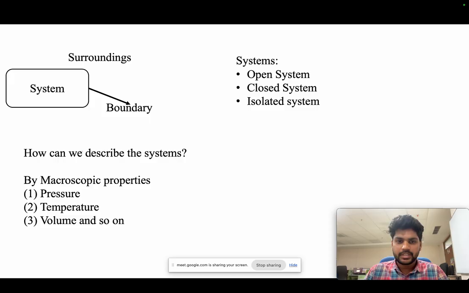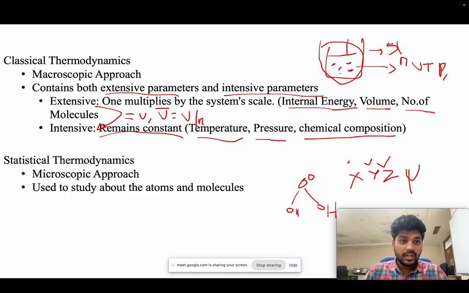So we have three different types of systems, and we will study the closed and open systems in more detail. This course is divided into two parts: classical and statistical. Classical deals with the macroscopic, and statistical deals with the microscopic, which we will discuss in the later part of the course. There are also two types of properties, intensive and extensive. Temperature and pressure are intensive and can be constant throughout an equilibrium, while the extensive properties are internal energy, volume, and number of molecules.